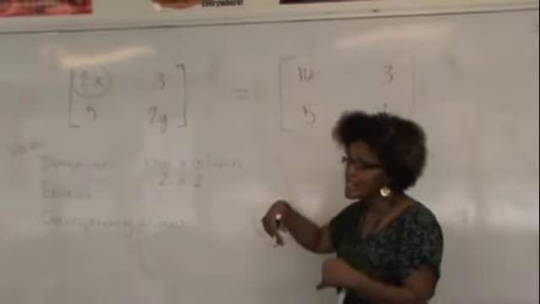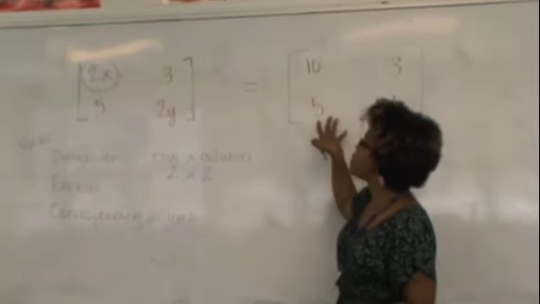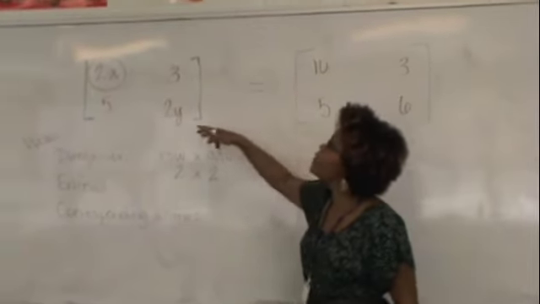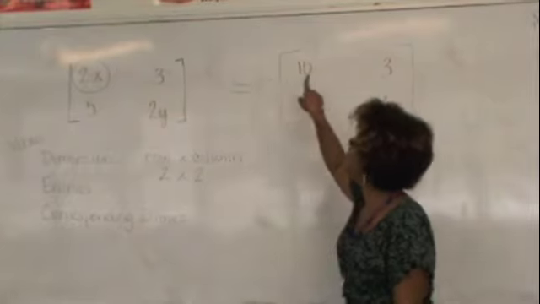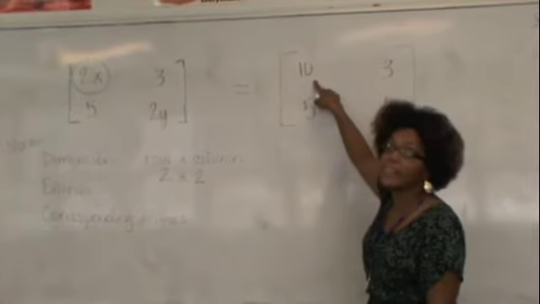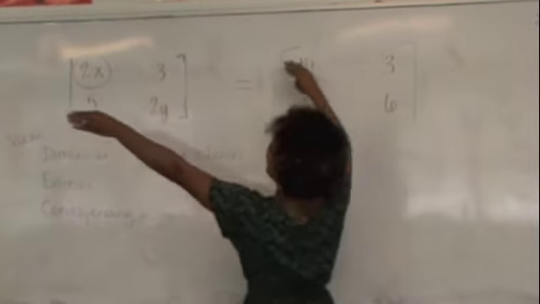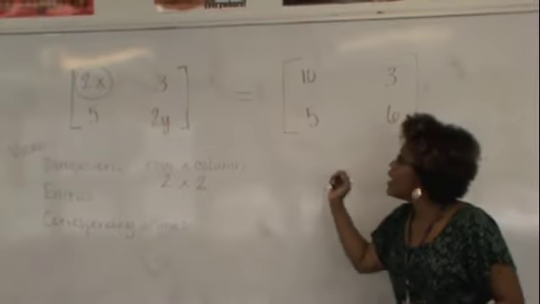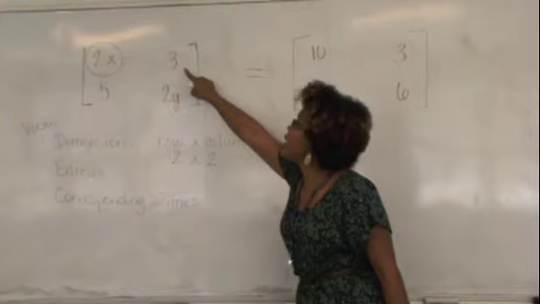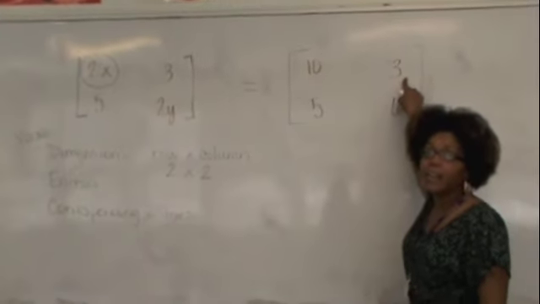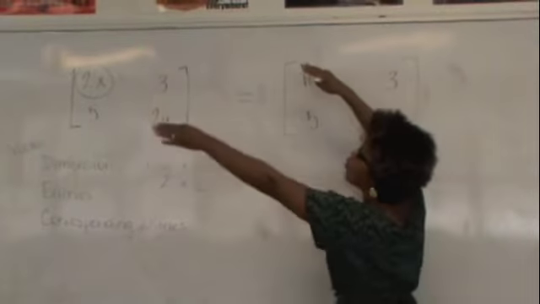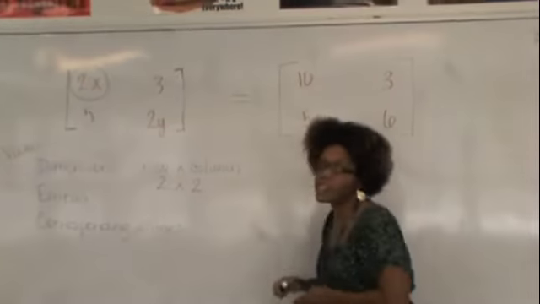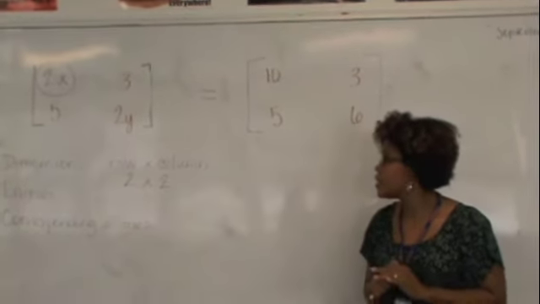So for instance, if I were trying to add these matrices together, I would have to add the 2x to the 10 and write the answer down in row 1, column 1 of my answer. If I want to add, I would say 3 plus 3, and I would write the 6 in row 1, column 2 of my answer, and you'll see that stuff on your notes.